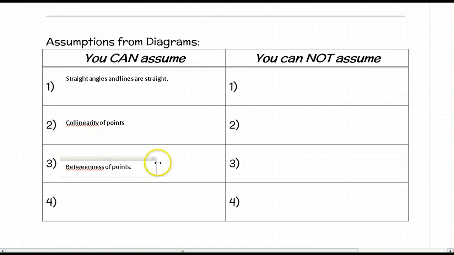So let me just make a little diagram here. Just a little sketch. So if I have a line here, and I've got 3 points on the line, A, B, and C. So number 1, we can assume that line AC is a straight line, even though it looks a little crooked. We can assume it's a straight line. We can assume that A, B, and C are collinear because they are all on that line. And we can assume that B is between A and C. That's what we mean by betweenness. Okay, so B is between A and C.